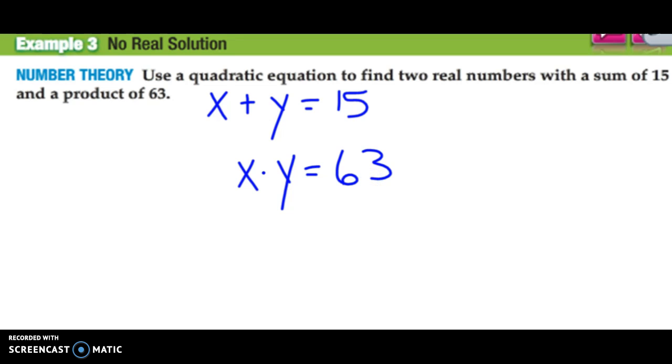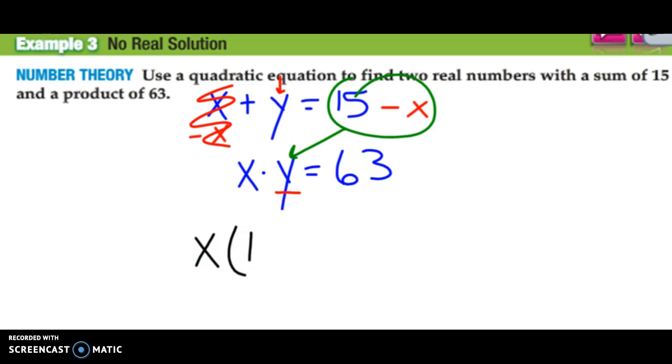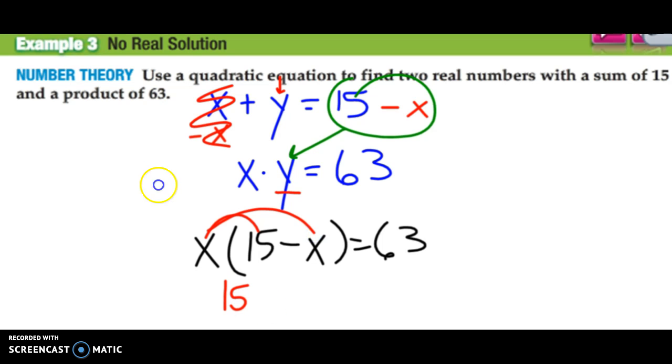Now, to set this up as a quadratic, I'm going to have x squared. So what I'm going to do is solve for y right here and then substitute it into here. So I subtract x from both sides, and so y is equal to 15 minus x. So I'm going to take this 15 minus x and plug it in for y. So I get x times 15 minus x equals 63. I use the distributive property, and I give the x to everything. So it's going to be 15x minus x squared is equal to 63.